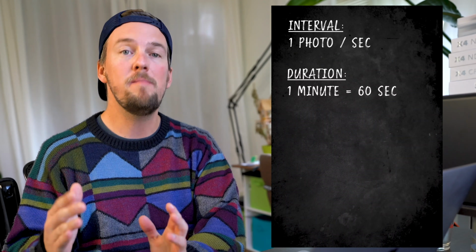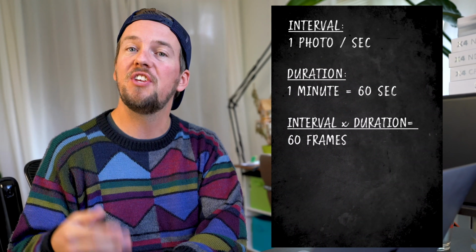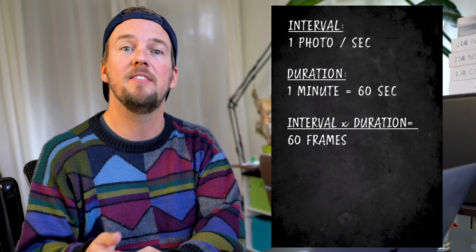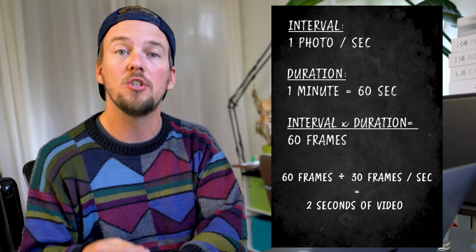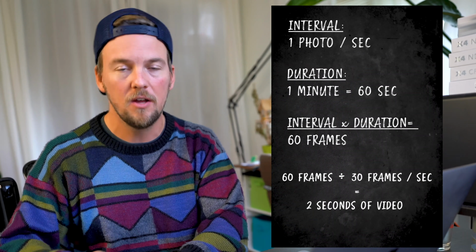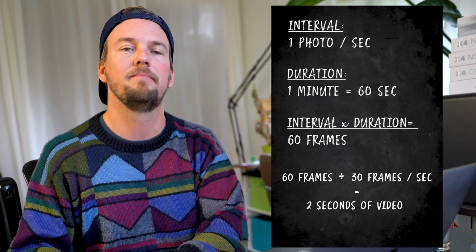From there, we're able to do some pretty simple math to figure out how long we need to shoot in order to get a video of a certain length at the end. So say you're taking one photo every second. That means 1 minute of time-lapsing will give you 60 frames. Well, 60 divided by 30 is 2 seconds. So 1 frame per second for 1 minute will be a 2-second final video. Still with me?